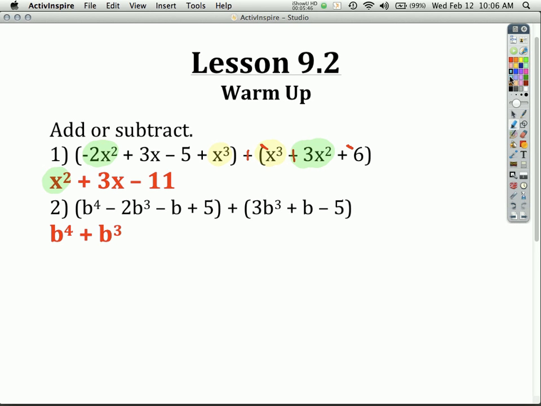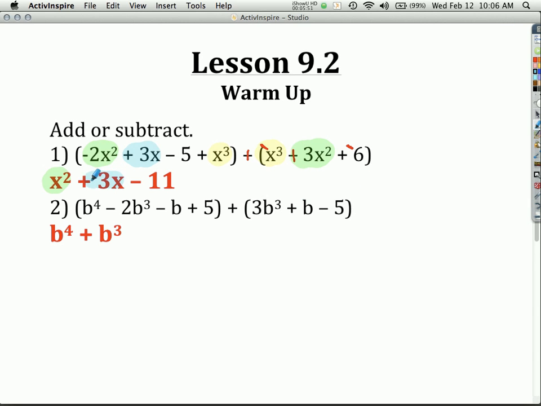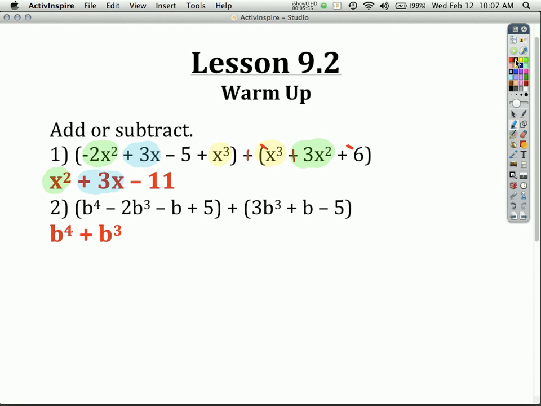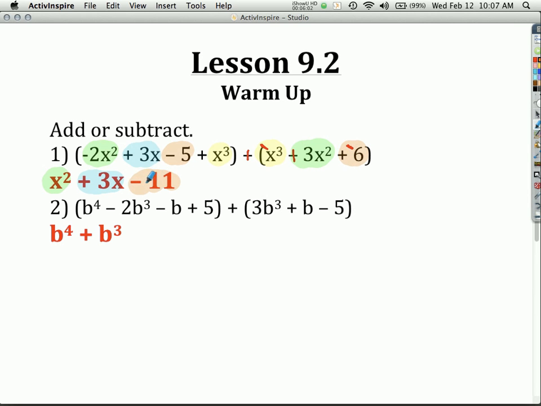Then we have 3x. That's it. 3x. And finally we have a negative 5 and a negative 6. And that gets you the negative 11. Comments, questions, concerns? No concerns? Okay, put the warm up to.